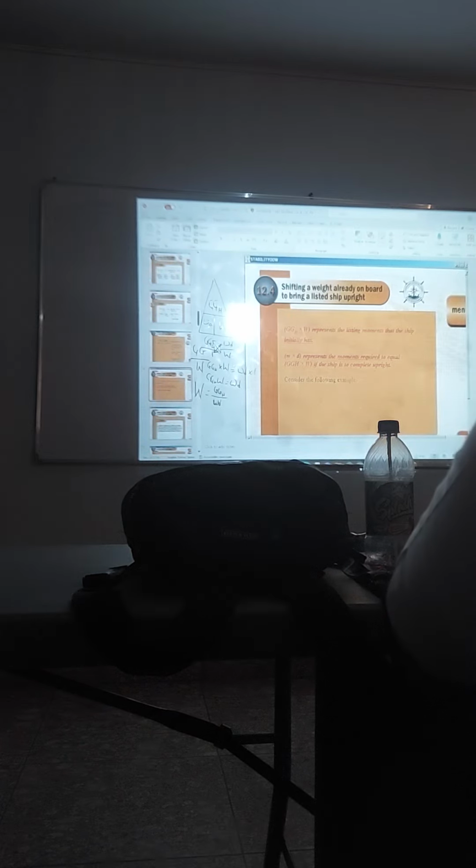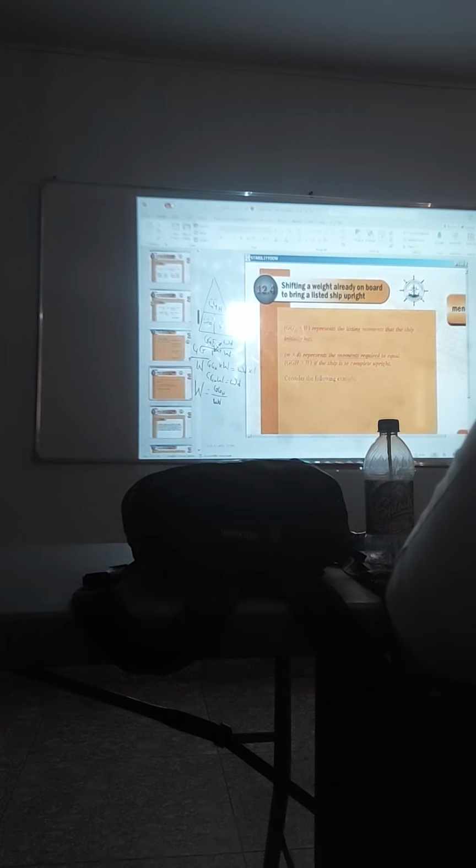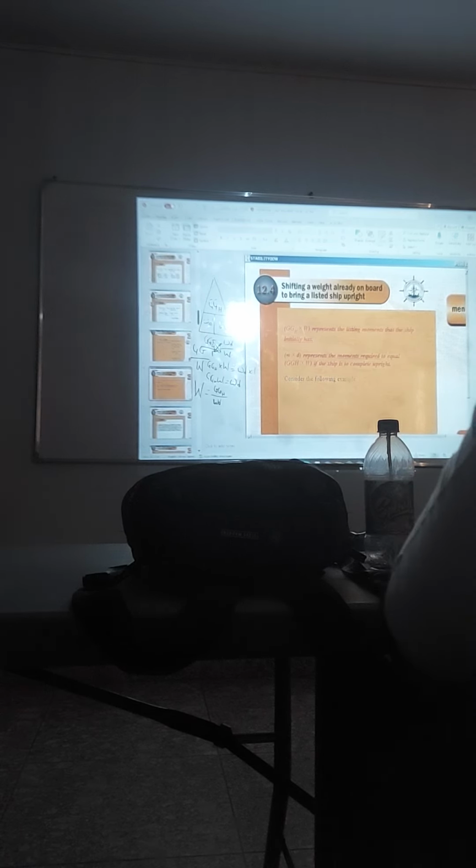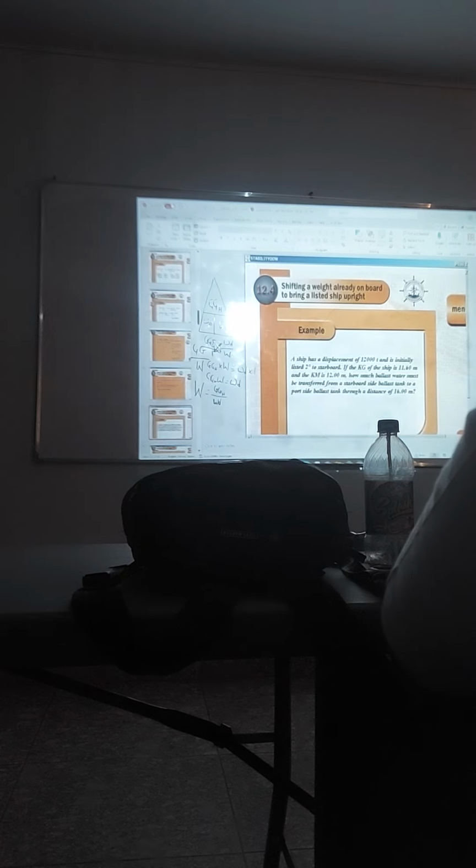Good. So this is GG1, where W represents the listing moment that the ship initially has, and W times d represents the moment required to equal GG1 times W if the ship is to complete upright. So we consider the example: a ship has a displacement of 12,000 tons and is initially listed at 2 degrees.